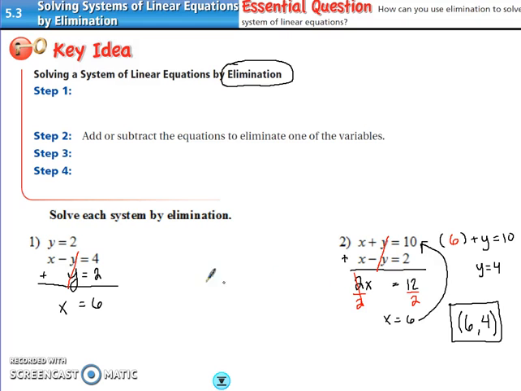Going back to number 1, we have x is equal to 6, and we know that y is equal to 2, so our solution is (6, 2), and this would be the point where the two lines intersect.